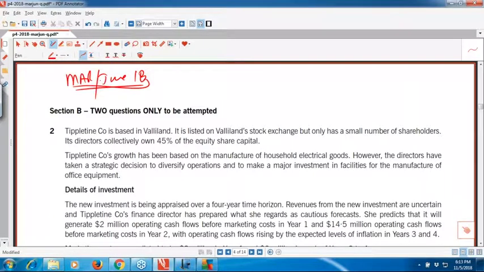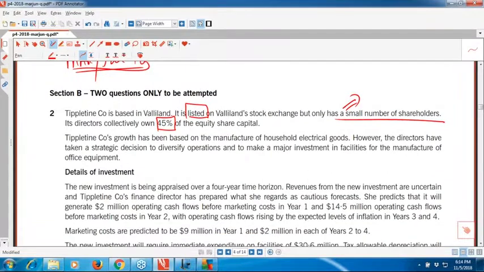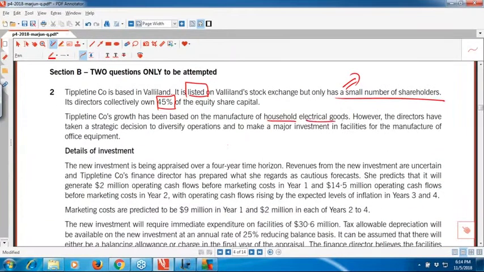It is listed on Valley Land, the stock exchange. The company is a listed company, but only has a small number of shareholders. So that means the shareholders are very few. Its directors collectively own 45% of the equity share capital. So that means 45% of it is owned by the directors, which means that the external stakeholders are lesser in numbers.